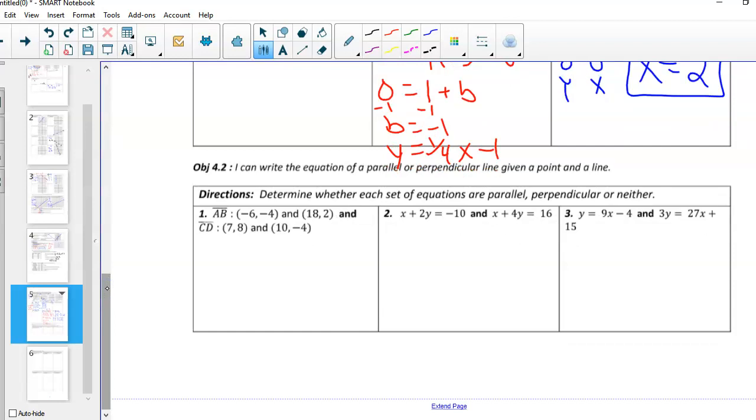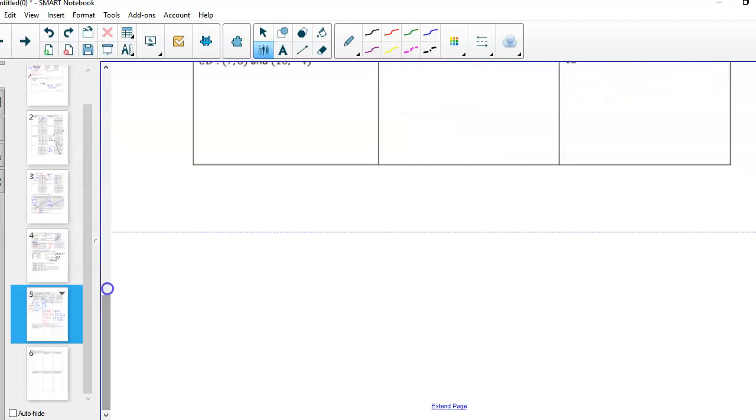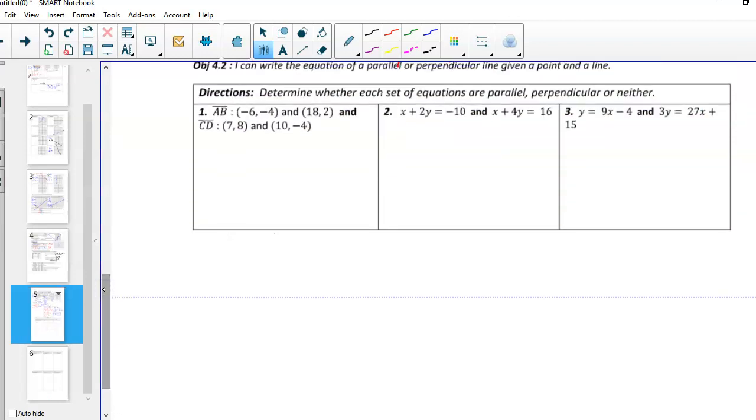So let's do one of these, because this is just determining: are they parallel, perpendicular, or neither? Okay, we can do one. So for one, we need to find the slope of both of these equations.